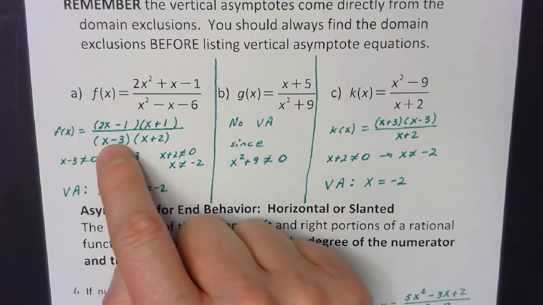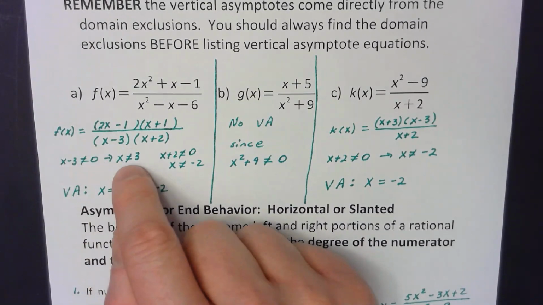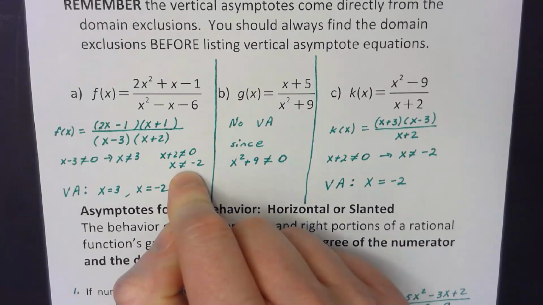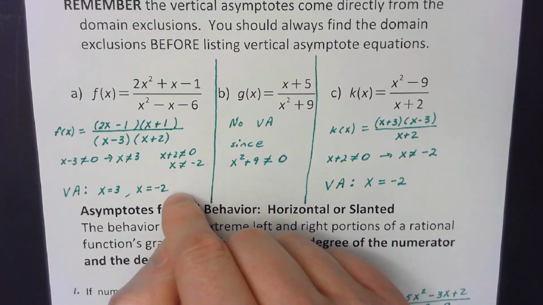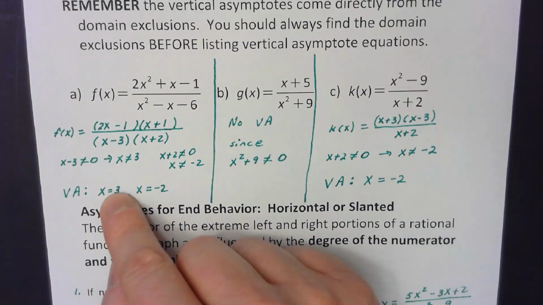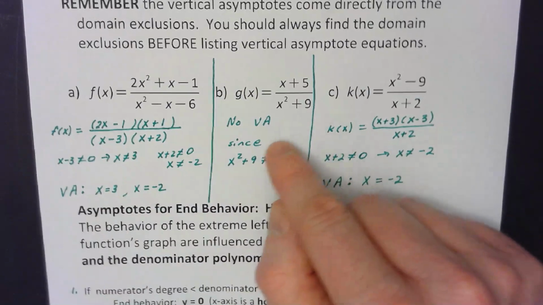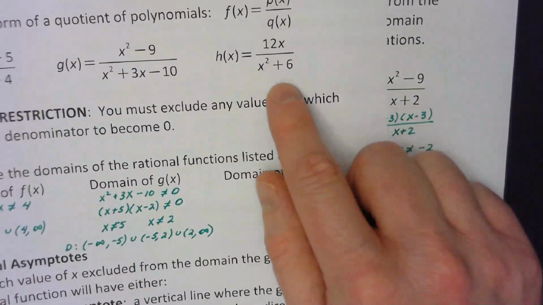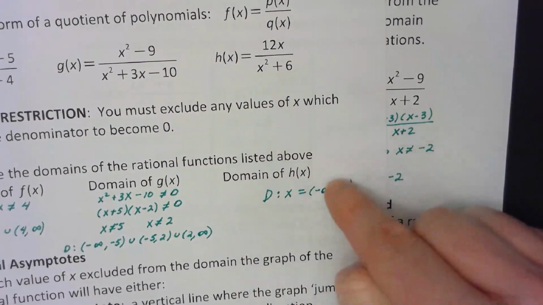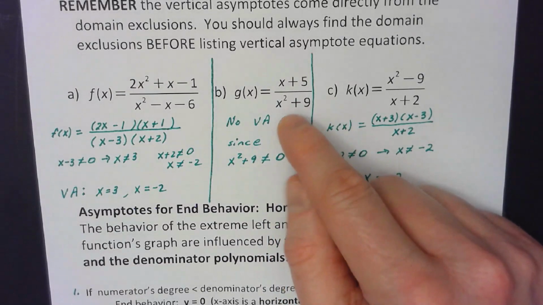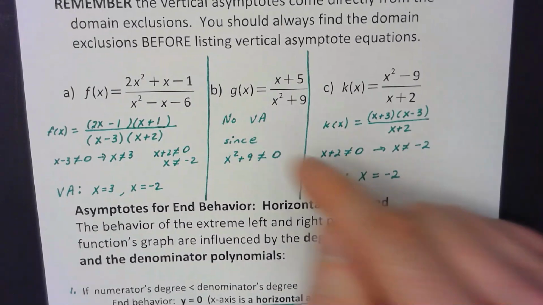So I had a factor of x minus 3, which meant x could not equal 3, and I had a factor of x plus 2 in the denominator, which meant x could not equal -2. Those domain restrictions lead directly to vertical asymptotes. I will have a vertical asymptote at -2 and 3 on this function. Now, in terms of vertical asymptotes in the second one, there are none. And this is just like the problem I had on the first page, where you say, well, the denominator can never equal 0, so there's no domain restrictions. Well, x squared plus 9 cannot equal 0 either. No domain restrictions, no vertical asymptotes.